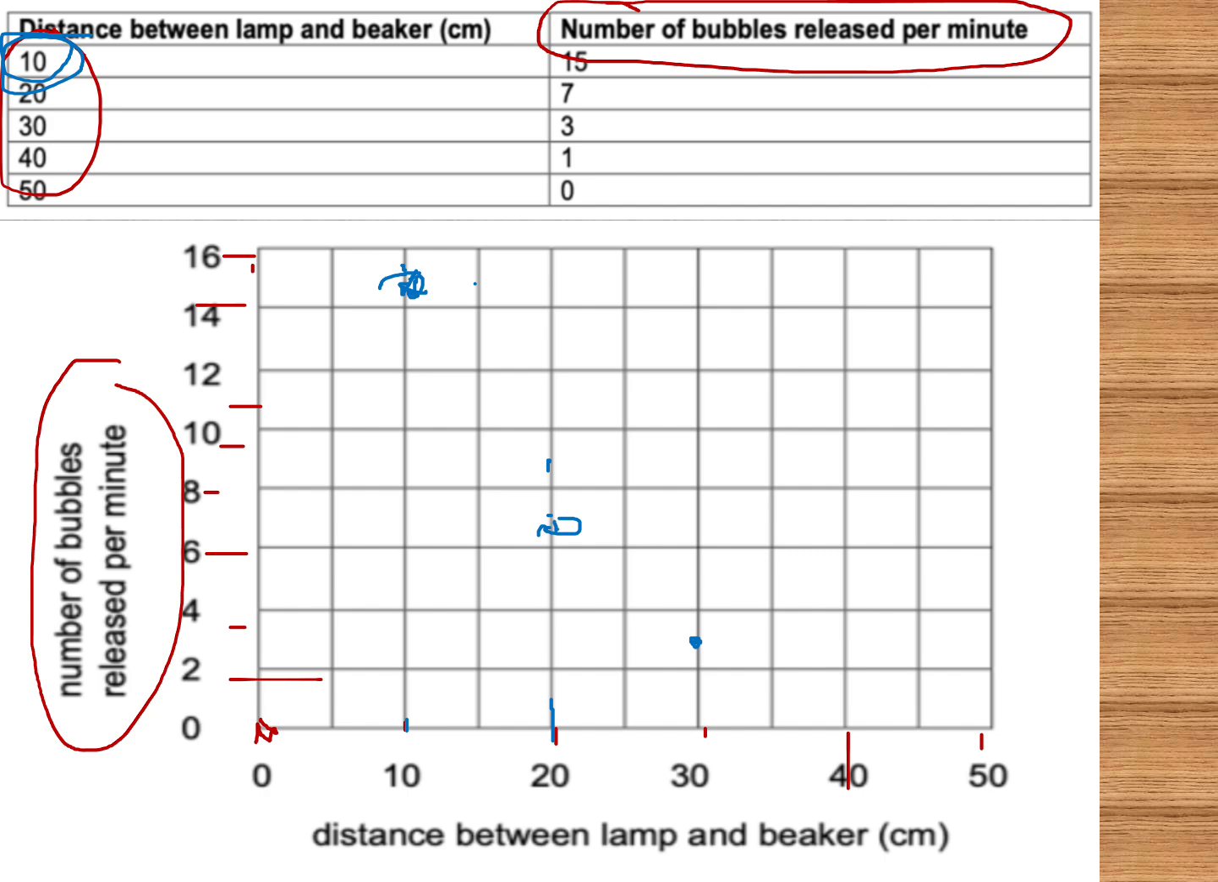Now what happens? Let us see at 40, the number of bubbles is 1. Okay, and at 50, the number of bubbles is 0, nothing. So now what are we going to do? Now we will join these plots, this dot with this dot, and this with this one, and then this one, and this is my final graph, which is coming out with the help of the data recorded in the table after the observation of the number of bubbles in 1 minute.